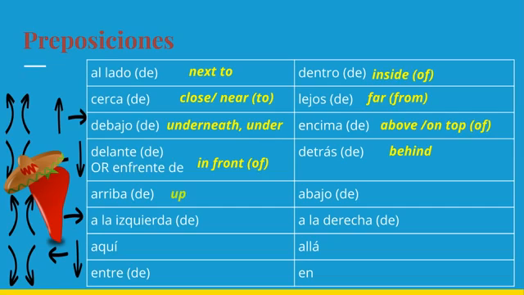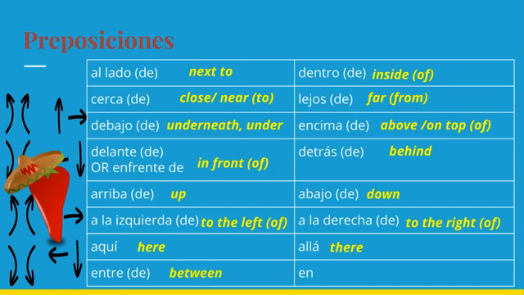Arriba is up, abajo de is down. A la izquierda de, to the left of, versus a la derecha de, to the right of. And then aquí, here, versus allá, which is like over there. These last two aren't opposites, but we have entre de, which is between, and then en, which is in. So just remember that preposiciones or prepositions will tell you physically how one thing is related to another.